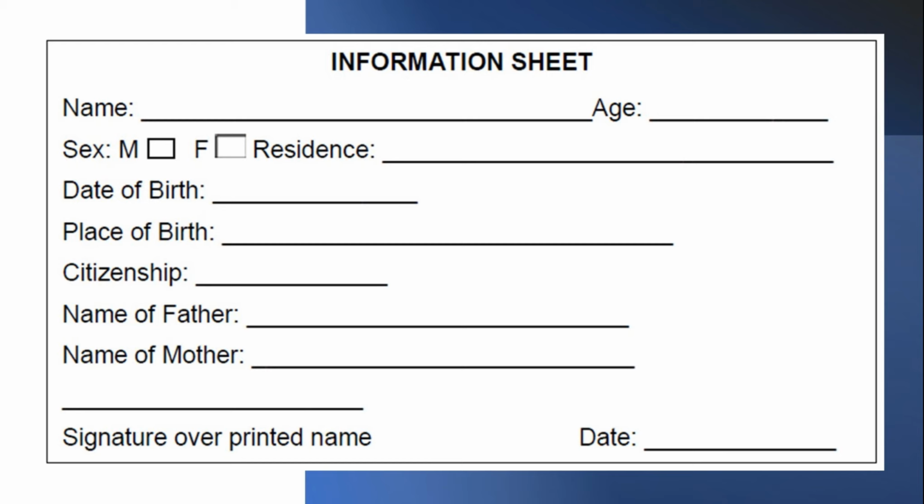Information sheet. Name, blank. Age, blank. Sex, male or female. Residence, blank. Date of birth, blank. Place of birth, blank. Citizenship, blank. Name of father, blank. Name of mother, blank. Signature over printed name. Date, blank.